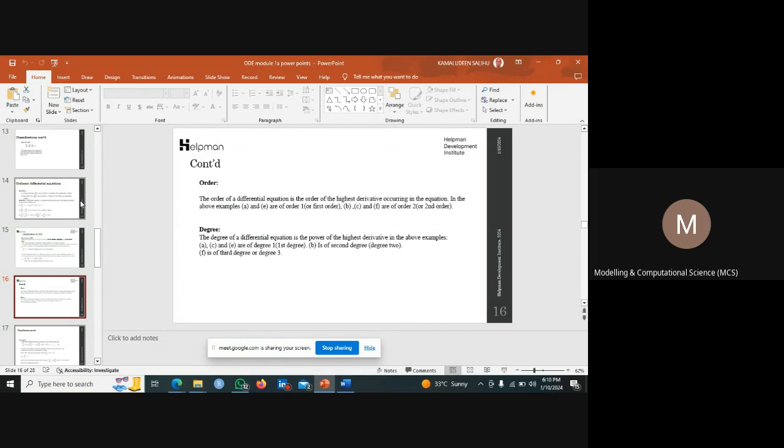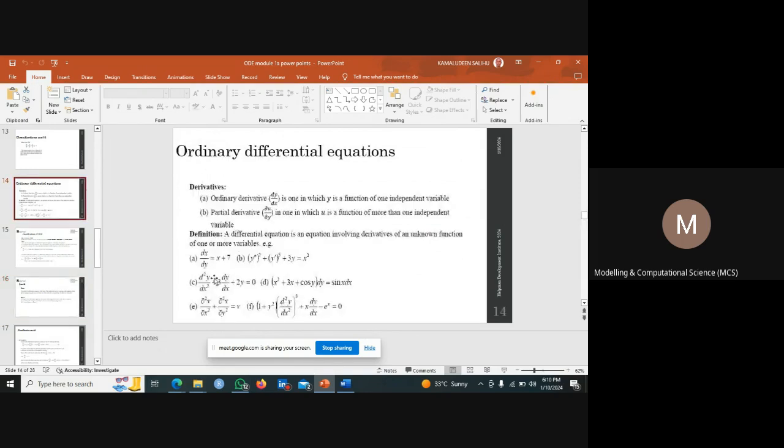So when we go back to A, what is the order of A? We see that it is of first order, right? Yes. But when we come to C, C is of which order now? C is first order? Yes, C is of which order? First order. Look at it again.